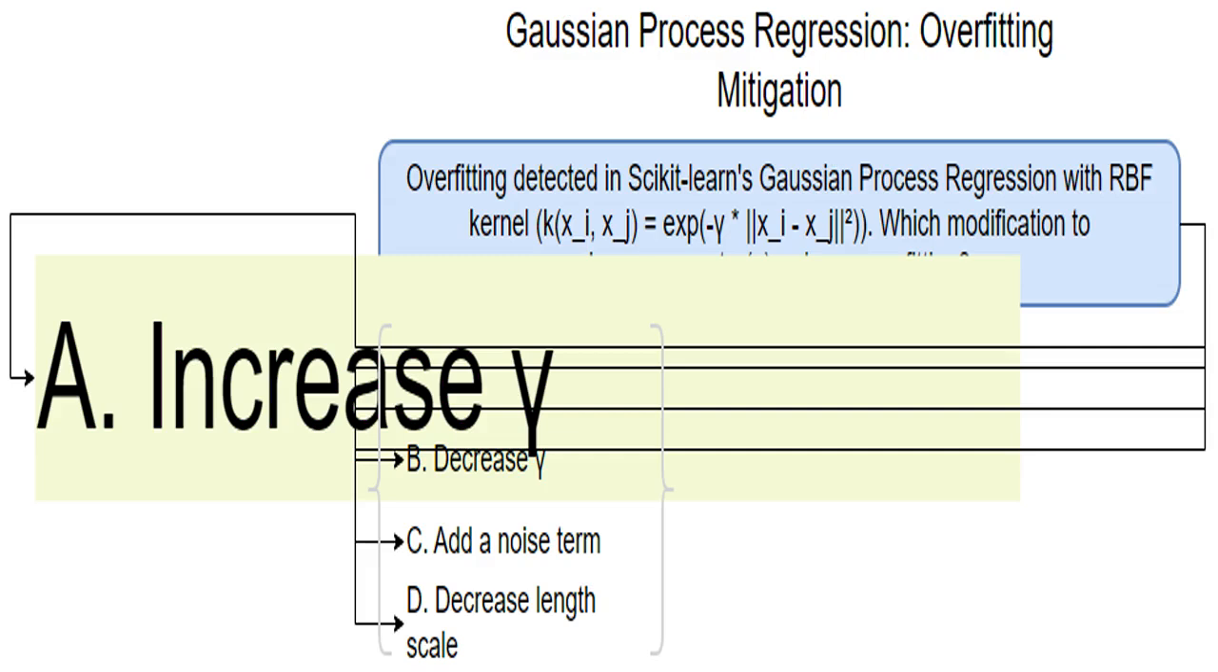Decreasing gamma has the opposite effect. The model becomes smoother and less sensitive to individual data points, and therefore less prone to overfitting. It's like drawing a smoother line that captures the overall trend better, ignoring small fluctuations. This is a good approach for reducing overfitting.